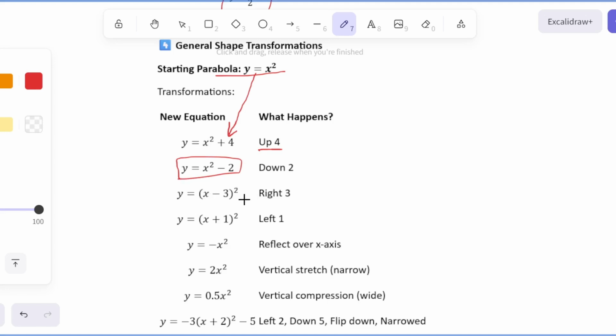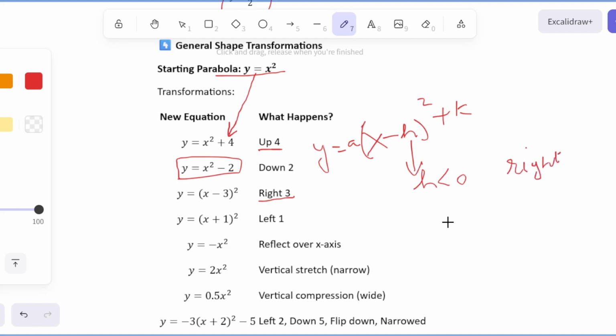X minus 3 square, we already have discussed. See, y equals a times x minus h square plus k, right? If the value of h is less than 0, it's moving towards the right. That's what we have studied in the previous slide. And if h is greater than 0, it's moving towards the left. So because the value of h here is minus 3, it's moving towards the right, isn't it? And when it's greater than 0, here in this case it's 1, it's moving left by 1. Minus means it's reflecting over the x-axis, right?